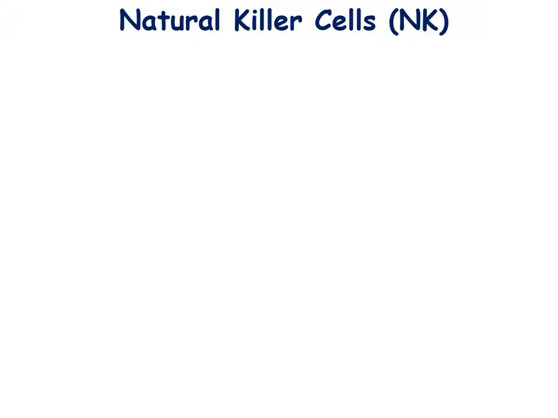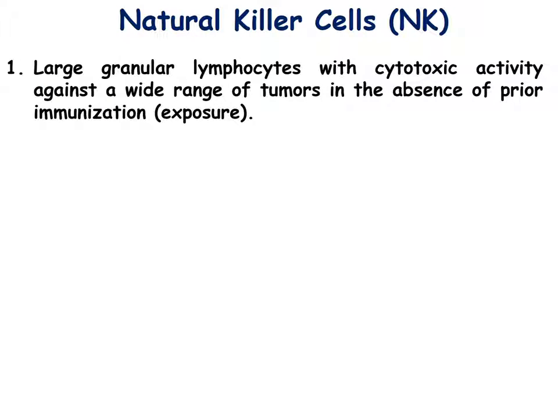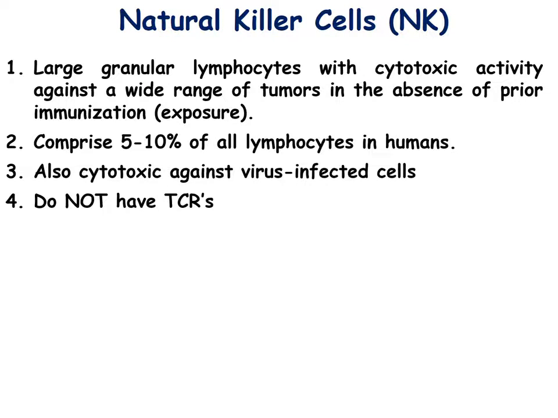And then there are the natural killer, or NK cells. They are lymphocytes, but they're larger and they have granules in them, which makes them cytotoxic against tumors. In fact, that's why they got their name. They were found to be naturally cytotoxic against tumor cells without any prior exposure. We later found out, though, that they actually make up to 10% of all our lymphocytes, and they are also cytotoxic against virus-infected cells, but they do not have a T cell receptor for antigen.